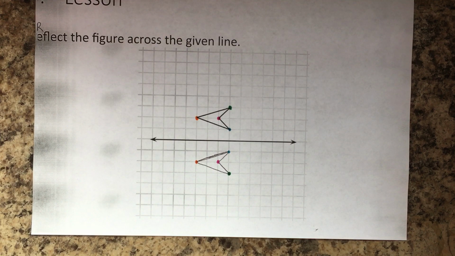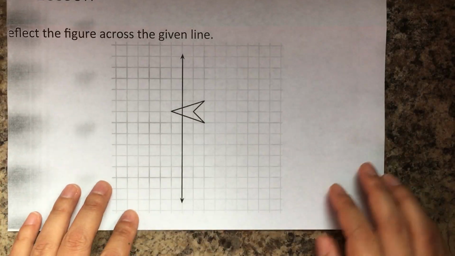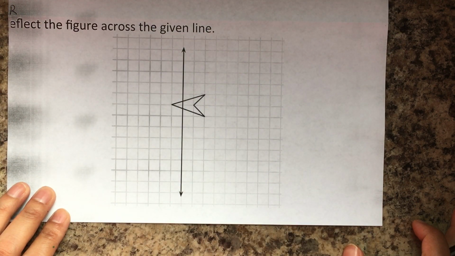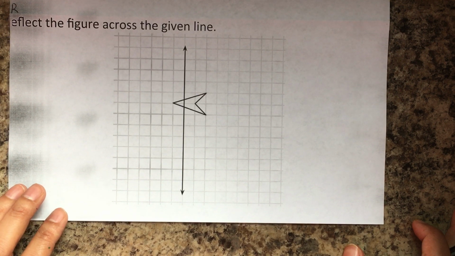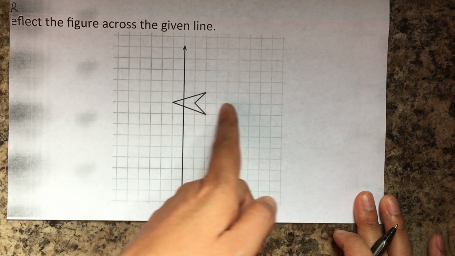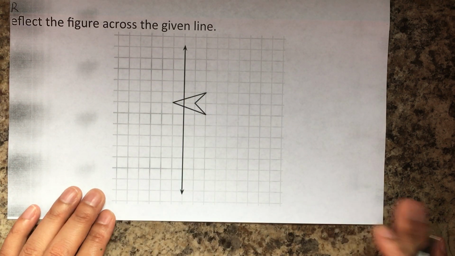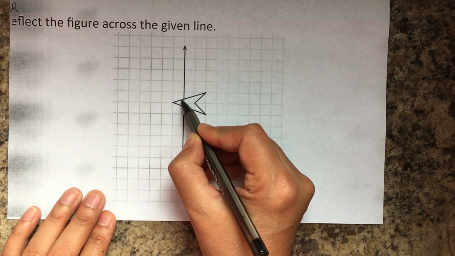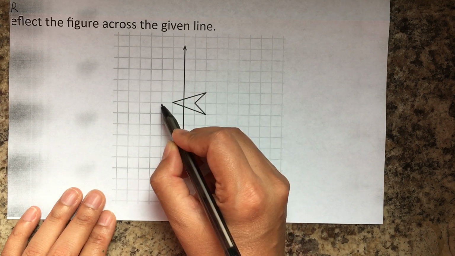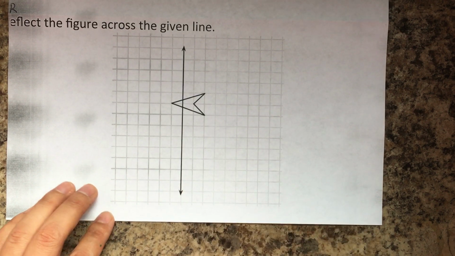Okay, let's try another one. And this next one is going to be a little bit tricky. So it says, reflect the figure across the given line. And as you can see, part of one section is on one side of the mirror and part of the figure is on the other side of the mirror. So basically what it's saying is that this little point is going to reflect on this side, and these 2 points are going to reflect on the other side, on the left.